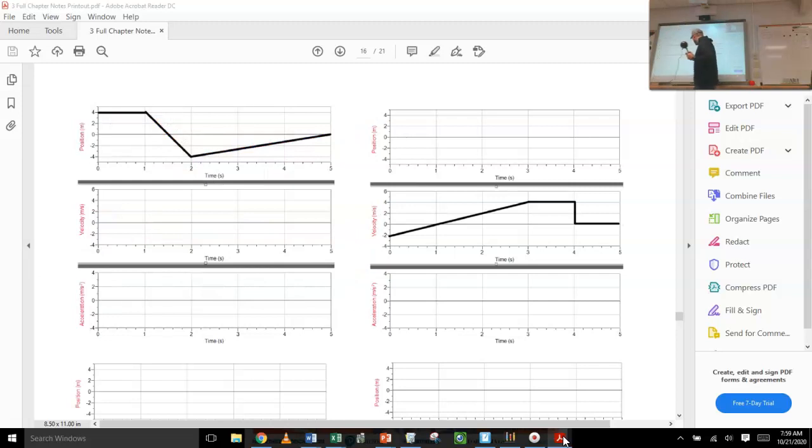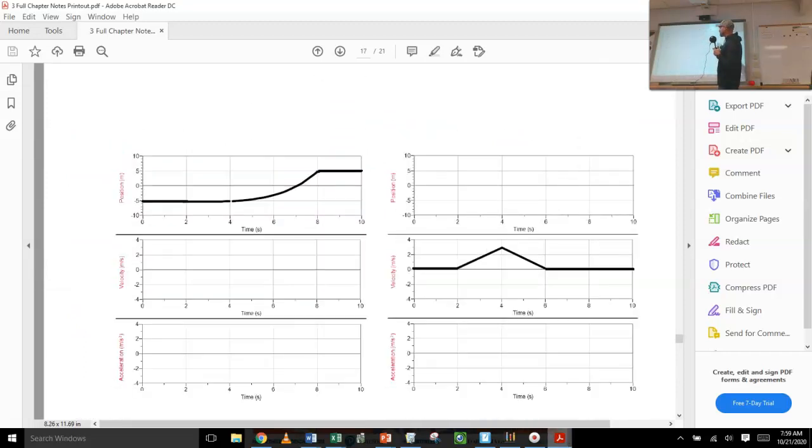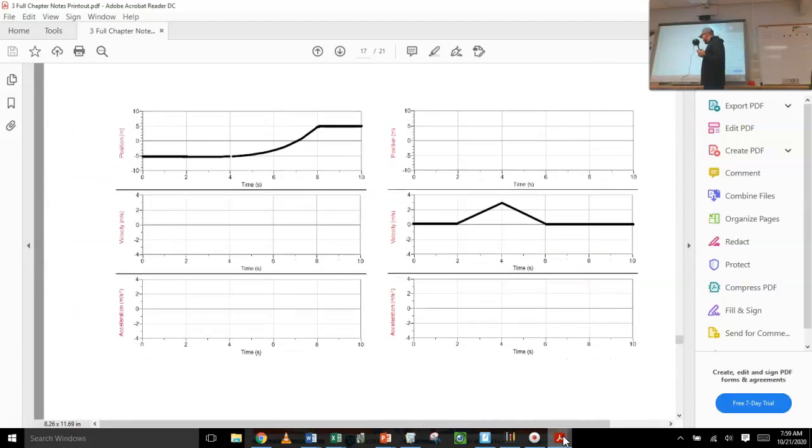I'll give you another example of something that's got a curved line to it. Let's see if I can scroll down. Here's one with a curved line. Following my standard operating procedure, I find the slope at every single point. Every single point in the first 4 seconds, the slope is 0. Every single point in the last 2 seconds, that slope is also 0. It gets tricky in the middle here. The slope at every single point is changing. At the beginning, my slope is equal to 0. It's horizontal, so that slope is equal to 0.